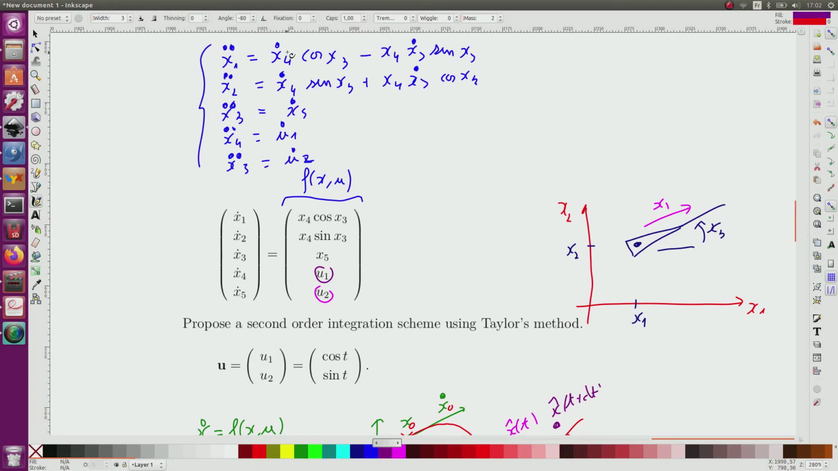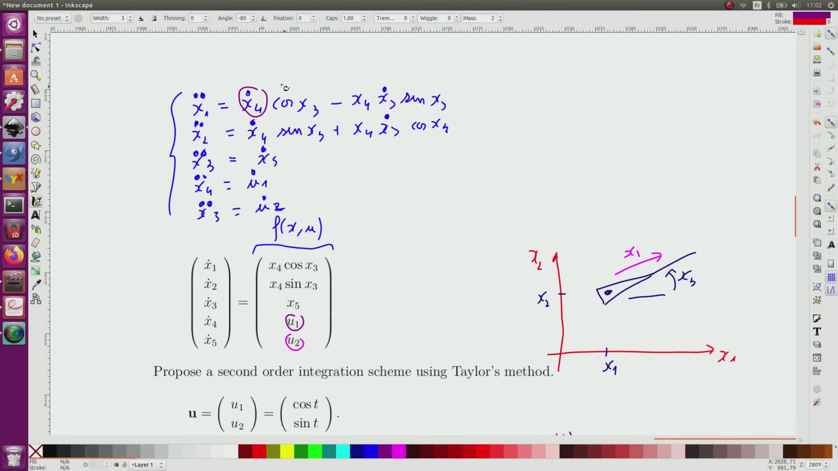Now this one I can express with respect to the state using this relation. So x dot 4 is equal to u1. This one, x dot 3 is equal to x5. This one also to u1. This one also to x5. X dot 5 is here equal to u2.